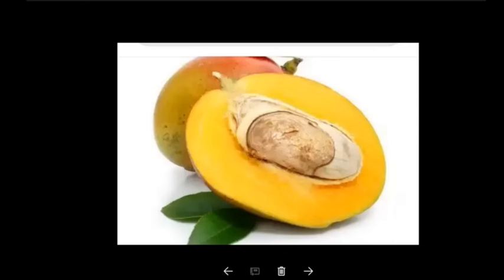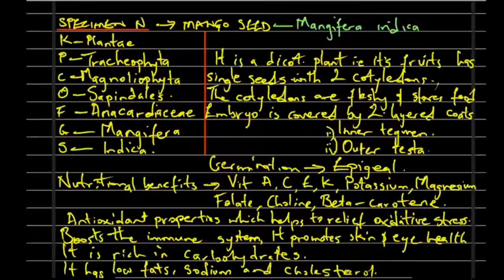So that is that about the specimen N, and then we move to the next specimen, specimen P. Specimen P is talking about the femur bone. The femur bone, that is what the specimen P is talking about. So what do you have to say about the femur bone?